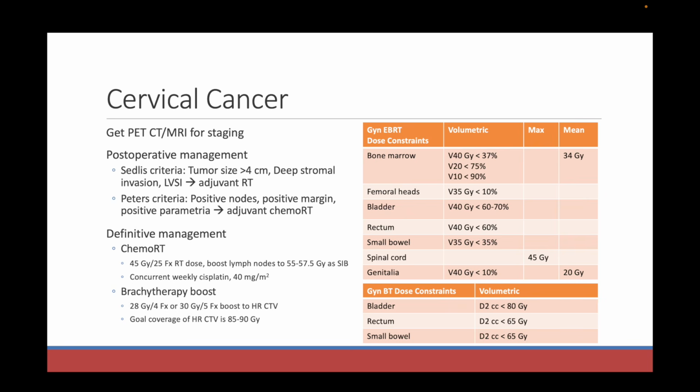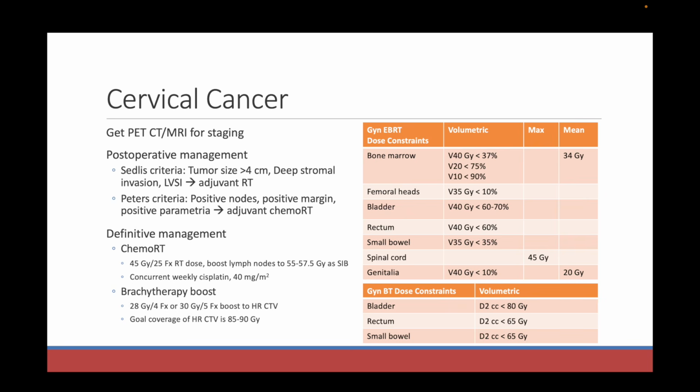So the management of this is chemoradiation, 45 gray in 25 fractions external beam, and then you can boost involved lymph nodes to 55 to 57.5 gray as a simultaneous integrated boost. And we do concurrent weekly cisplatin, 40 milligram per meter squared. And following that external beam radiation phase, they then get a brachytherapy boost, and the dose can be 28 gray in 4 fractions or 30 gray in 5 fractions, and we boost the high-risk CTV.